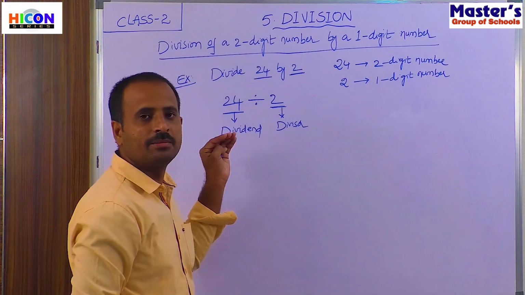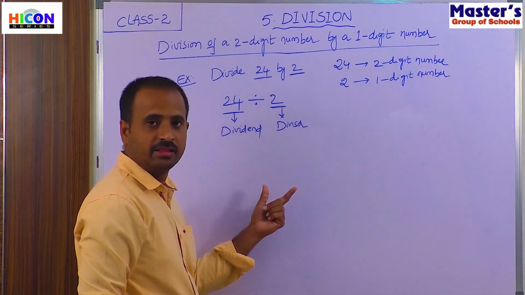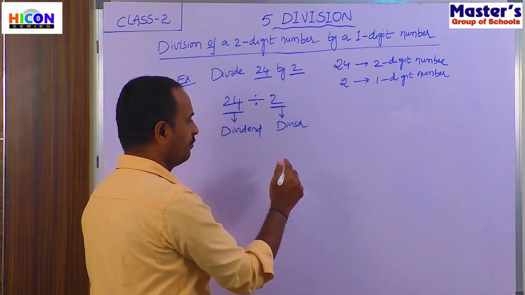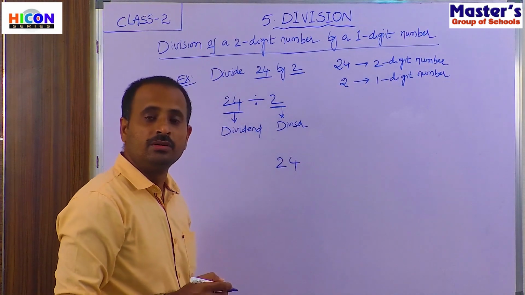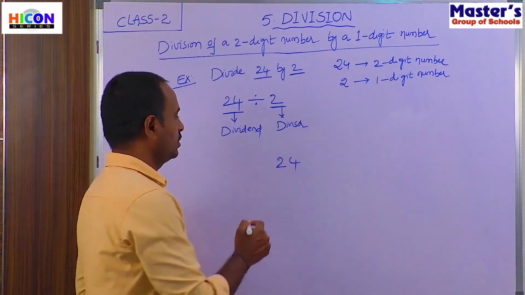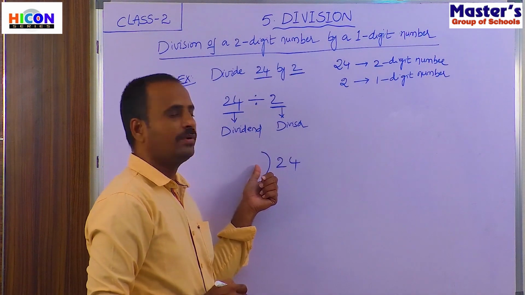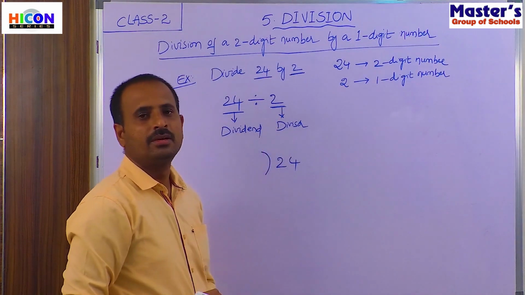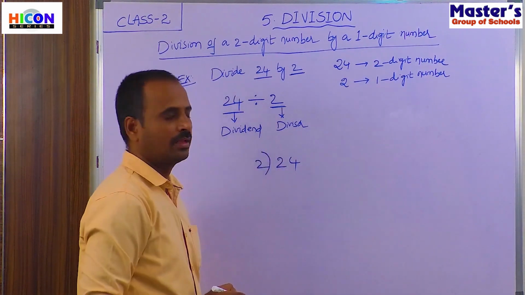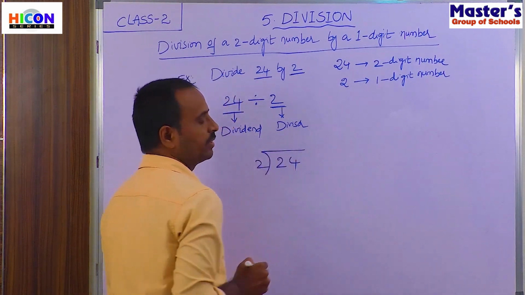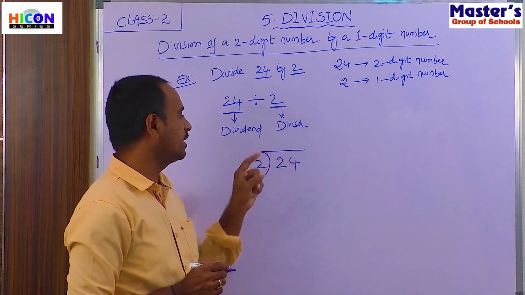Now arrange these numbers in the division method. How to arrange? First write the dividend at the middle. What is the dividend? 24. So first write 24 at the middle, and put a bracket at its left side. What do we write in the left bracket? We write the divisor. What is the divisor here? 2. So write 2 in the left side bracket. Now draw a line above the dividend. What do we write on this line? We write the quotient on this line.